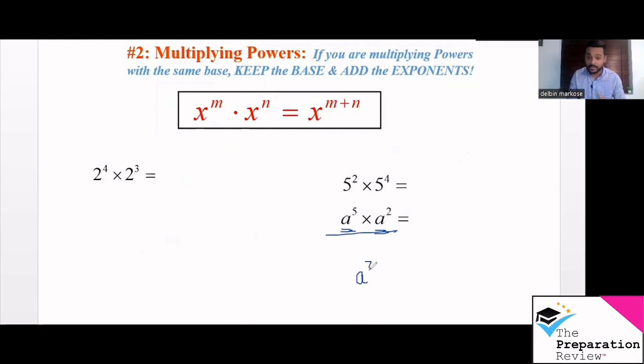So I can say 8 to the power 7. If I apply this rule, the bases are same. That's A. Then you just add the exponents, 5 plus 2. That will be 8 to the power 7 here.